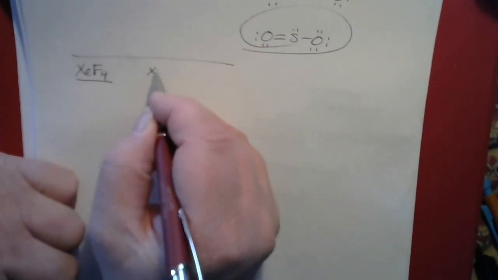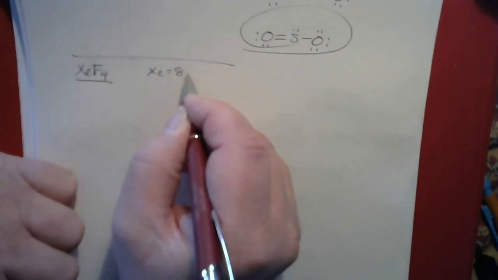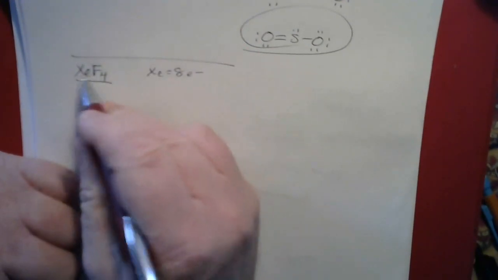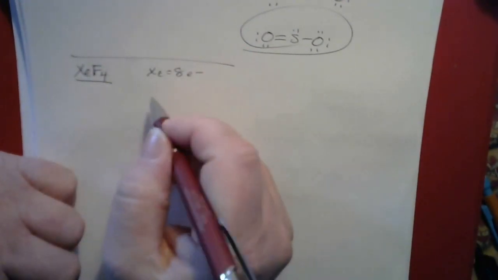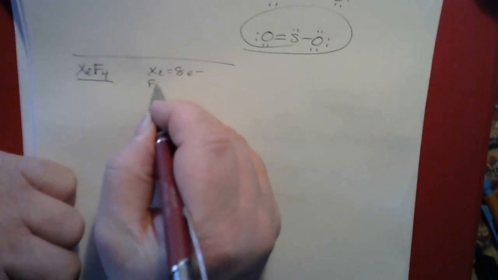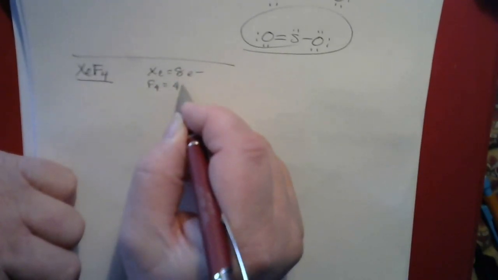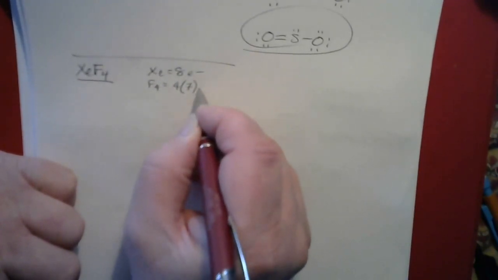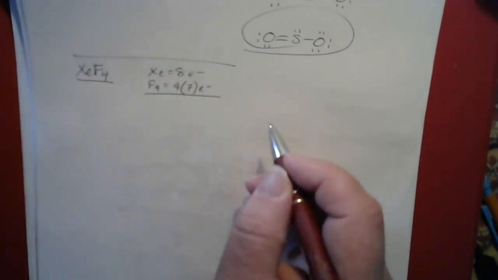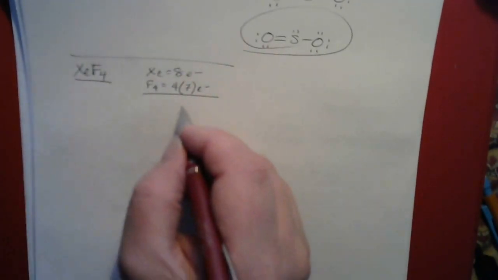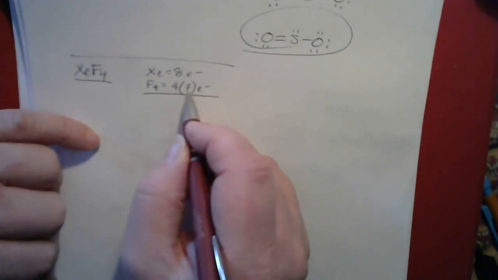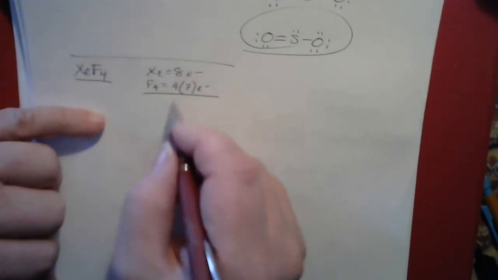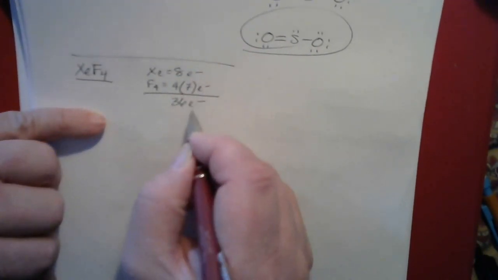Xenon has 8 valence electrons around it, being one of the noble gases in group 8A. We've got 4 fluorines, so that's 4 times 7 electrons each. And when we total that up, we get 4 times 7 is 28, and 8 is 36. 36 electrons is our total.